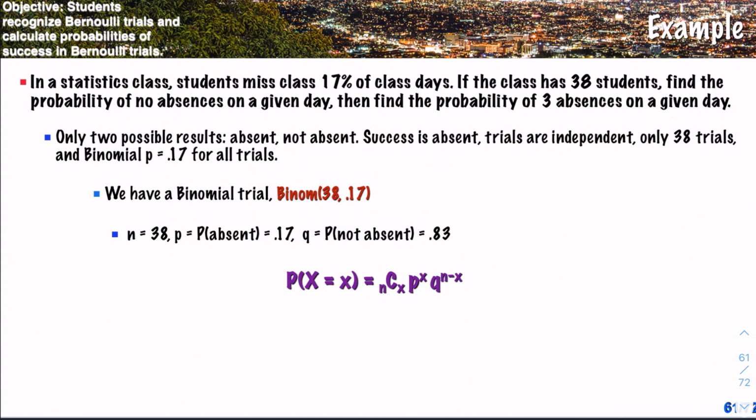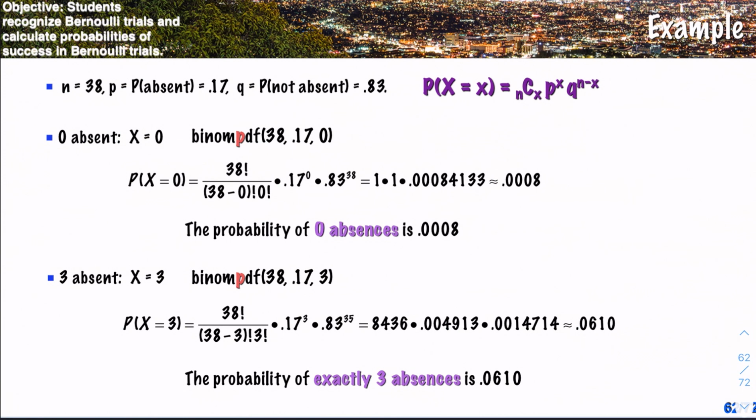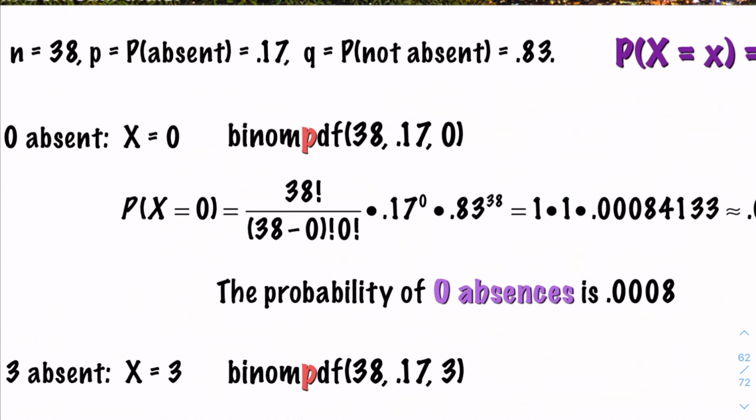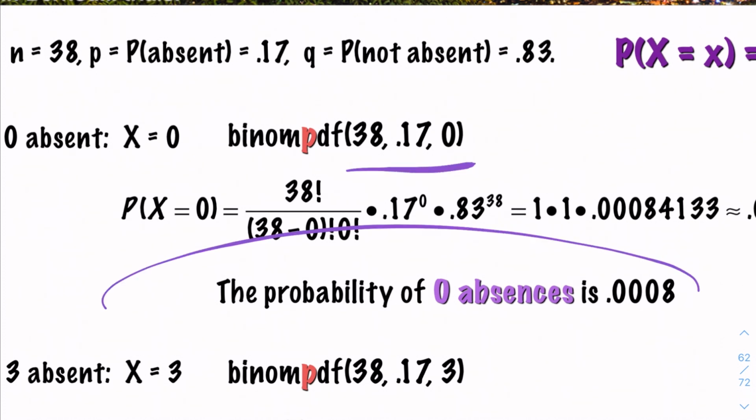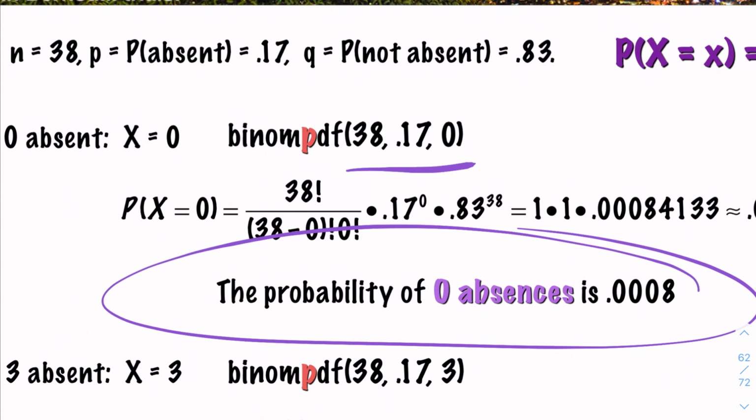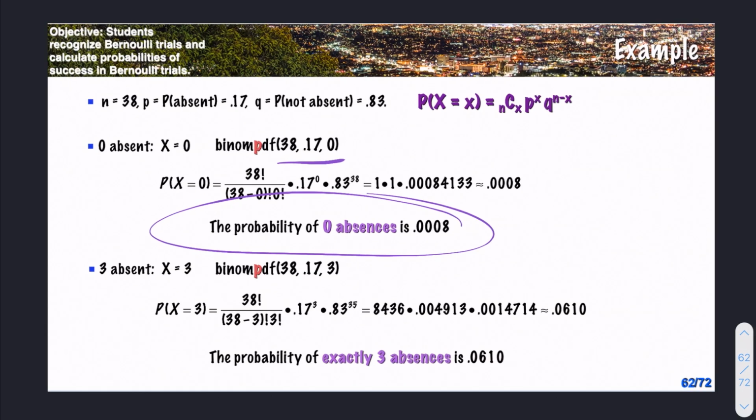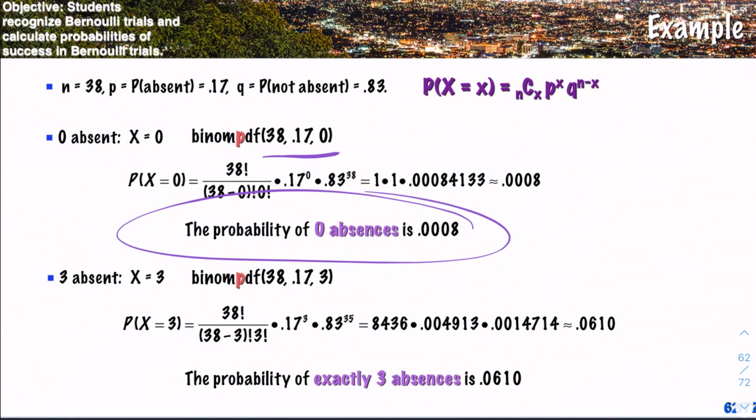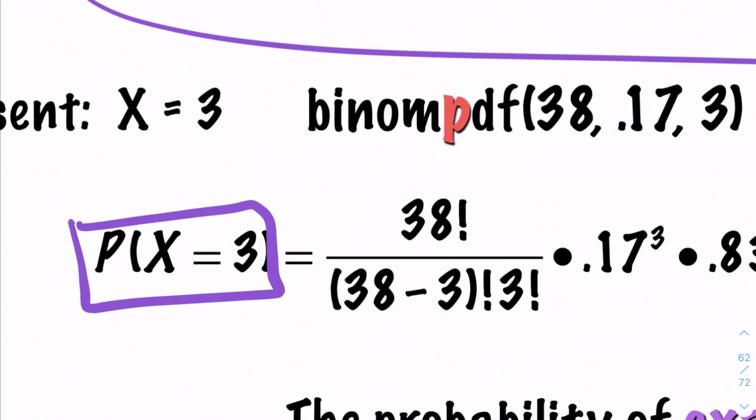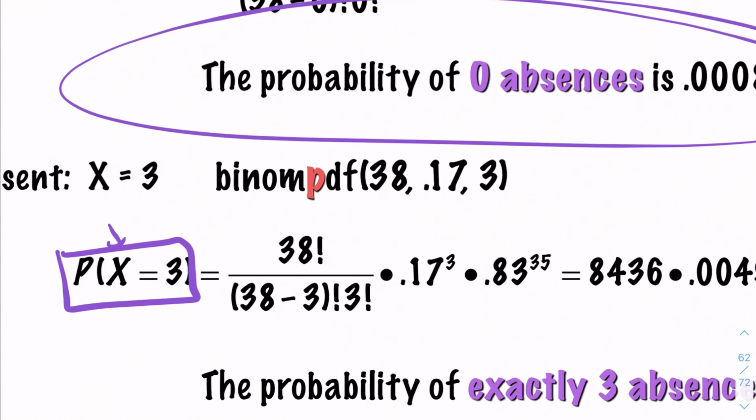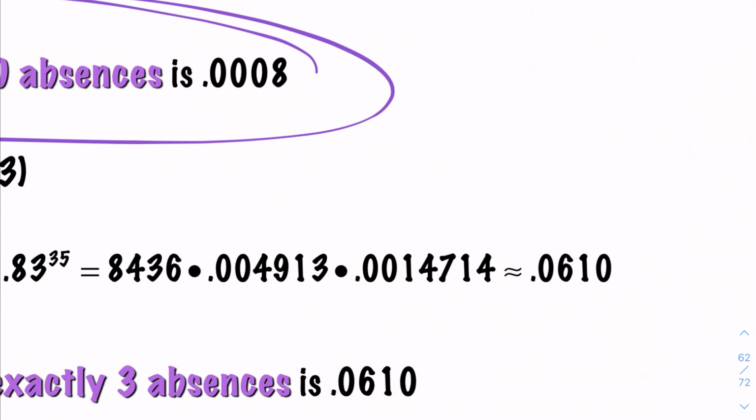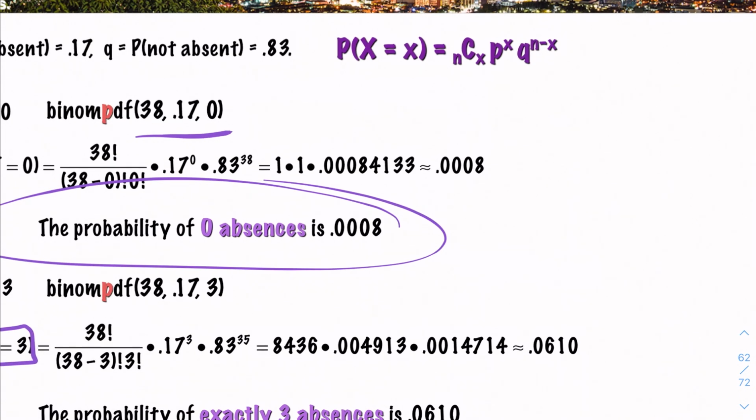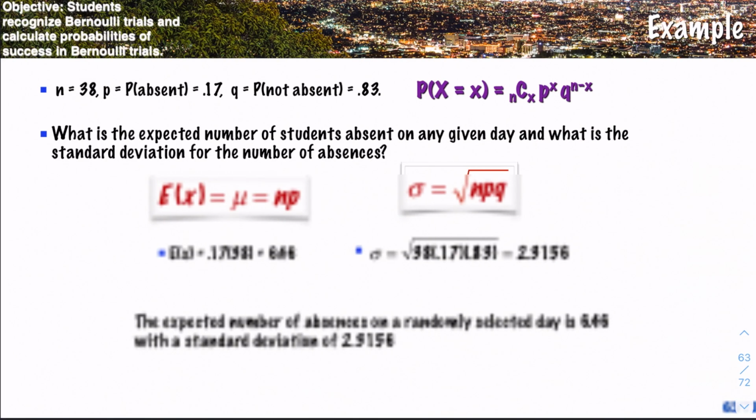What we're trying to find is what's the probability that there's 0 absent students. So we just go binomial PDF, 38, 0.17, 0. Type that into your calculator, and you get the probability of 0 absences on a given day is 0.0008, or 0.08% of the time. What's the probability we get exactly 3? Again, that's a binomial PDF. What's the probability that x, which is our random variable, or the number of students that are absent on a given day, is 3? Here is what the binomial looks like. If you type it into your calculator, you're going to get 0.0610. So the probability of exactly 3 absences is 6.1%.